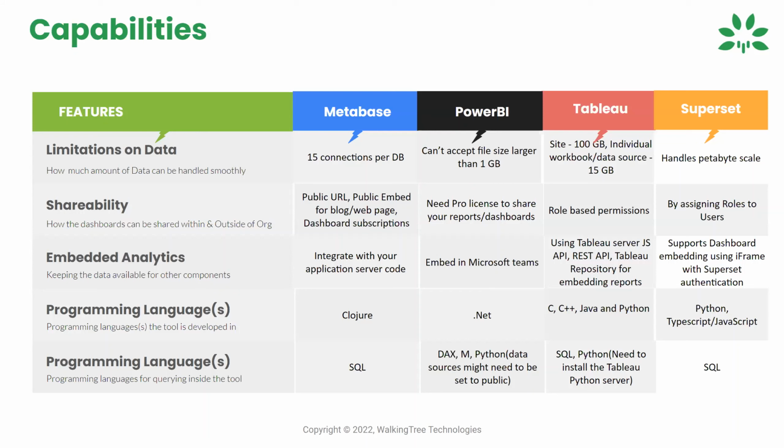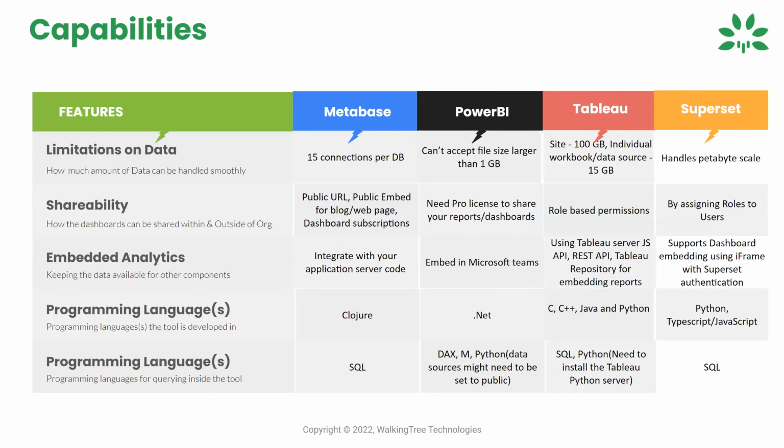When we look at shareability for Metabase, we have public URLs and public embeds for a blog or web page. You can also have dashboard subscriptions, where you can share dashboards through email or Slack. For Power BI, you would need a Pro license to share your reports or dashboards. And for Tableau and Superset, we can use role-based permissions to share your dashboards.